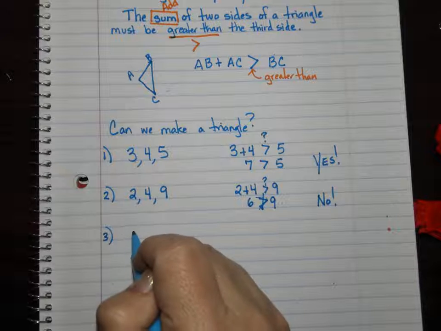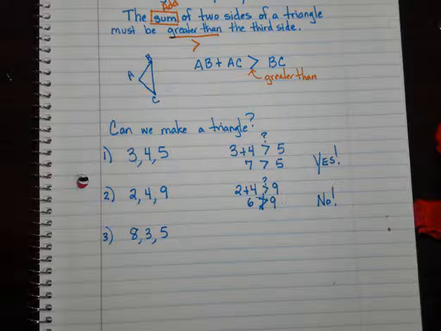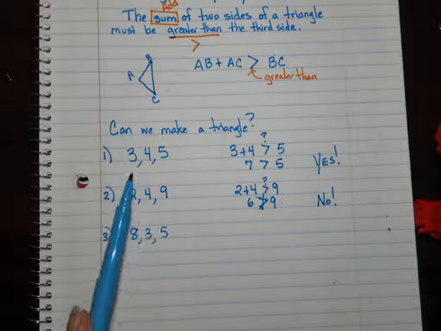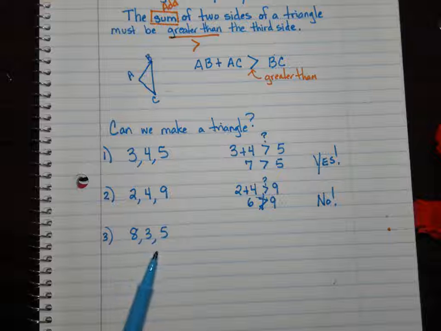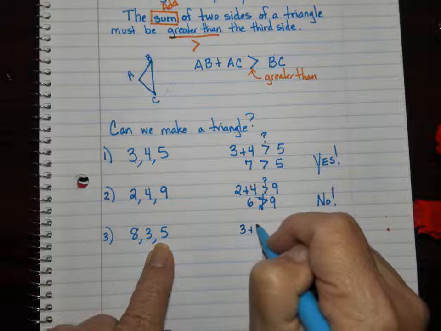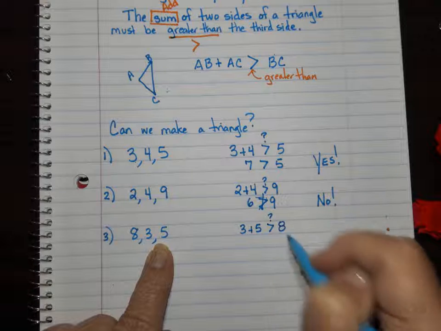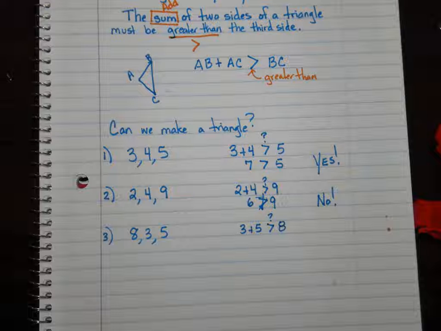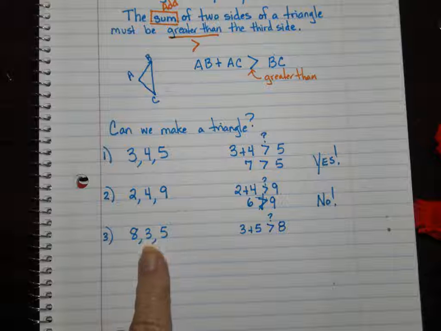Alright, let's do one more like that. 8, 3, 5. Now, on these first 2, I put them in order least to greatest. But these are not in order least to greatest, but you still want to choose the 2 smallest ones. So we're going to do 3 plus 5. Is that greater than 8? So you're always picking the 2 smaller numbers to add together.